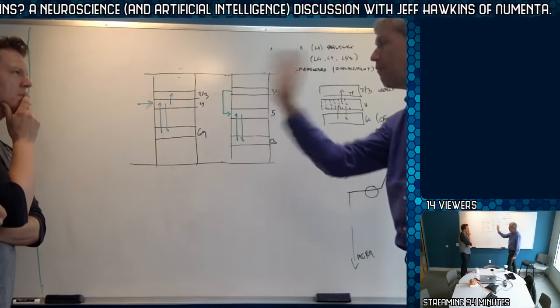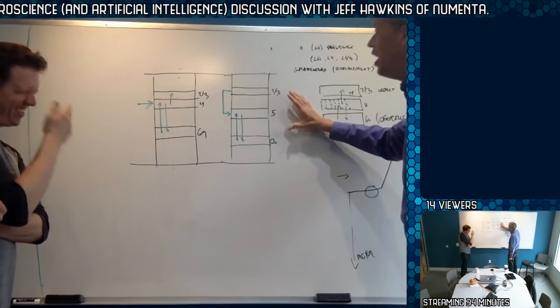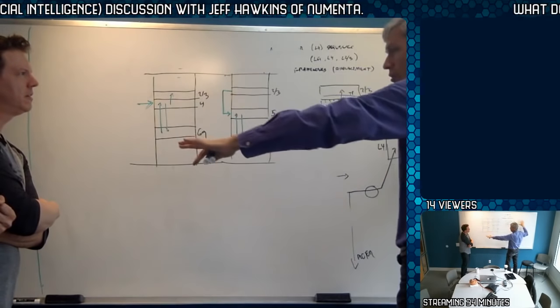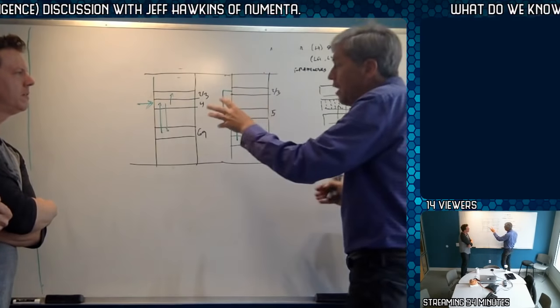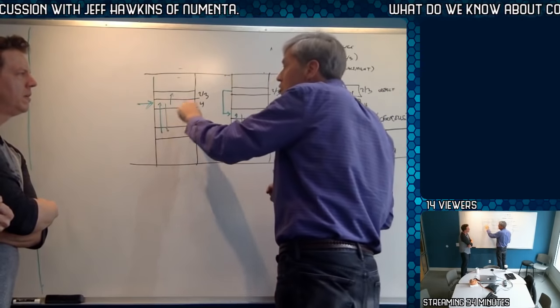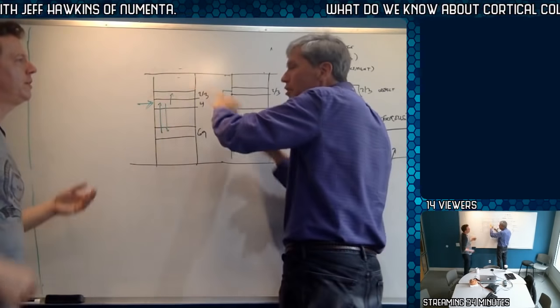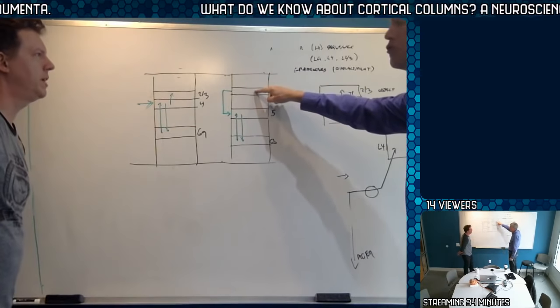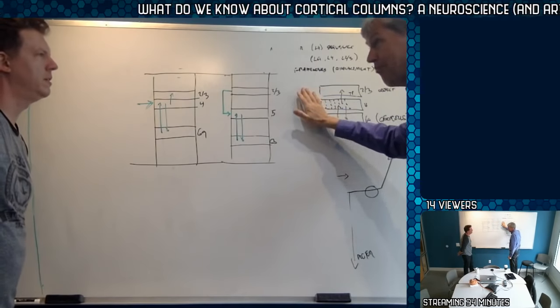I'm trying to get you to stop thinking about sharing at the moment. I'm just focused on a single column. I think that's the way to do it. If you start thinking about all these interconnections between these columns, it gets very confusing. If you can understand what a single column does, then you can explain why they do these other things. So in that case, the input is coming from layer 2-3. Let's say that.